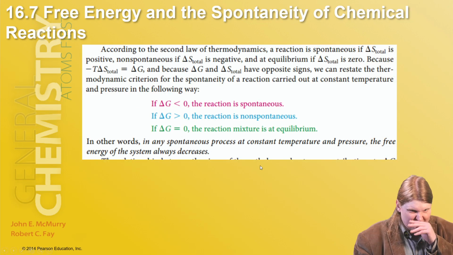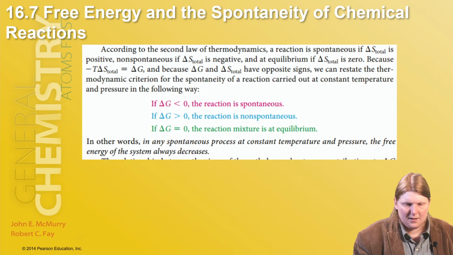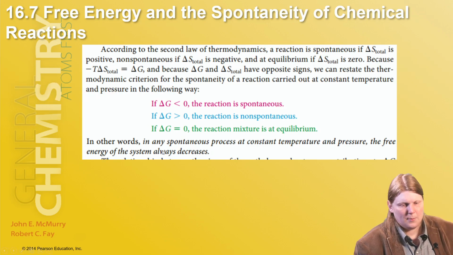So if delta G is negative, then the reaction is spontaneous. If delta G is positive, then the reaction is non-spontaneous. And if delta G is 0, then the reaction mixture is at equilibrium. Any spontaneous process at constant temperature and pressure, the free energy of the system always decreases.